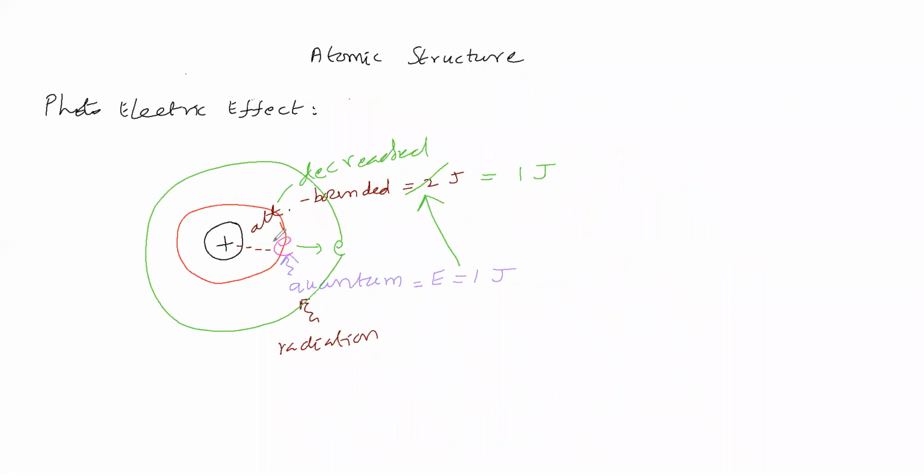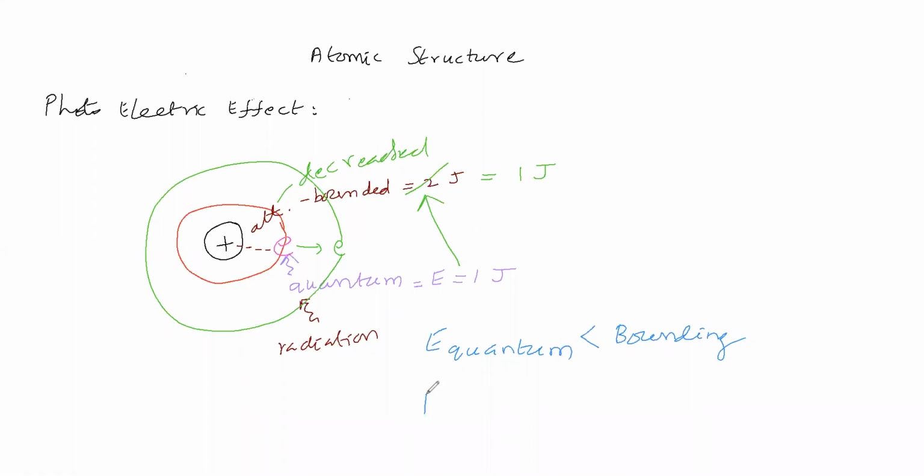Next we will see here. In this case, the energy of quantum is 1 joule. Between nucleus and electron, attraction is there, that means the electron is bounded. Bounded with what energy? 2 joule. Here the energy of quantum is less than the bonding force between nucleus and electron.